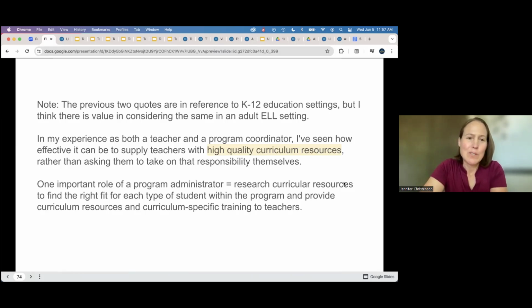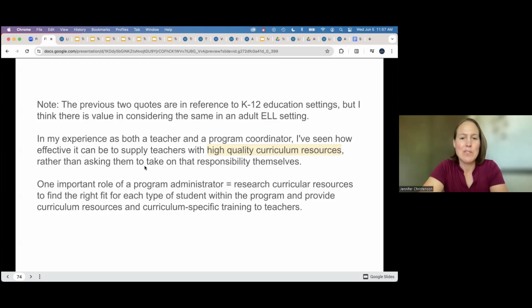And both of those previous two quotes that I just shared are in reference to the K-12 education setting, but I still think there's value in considering the same within our work with adult English learners. And I've experienced that both as a teacher and as a program coordinator. And I've seen how effective it can be to supply teachers with high quality curriculum resources, rather than asking them to take that on as their own responsibility.